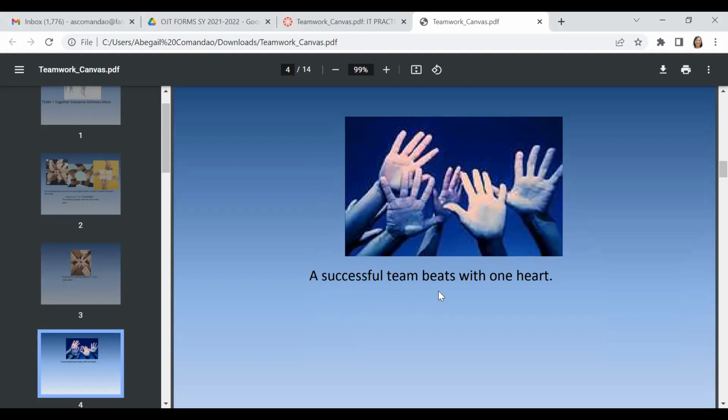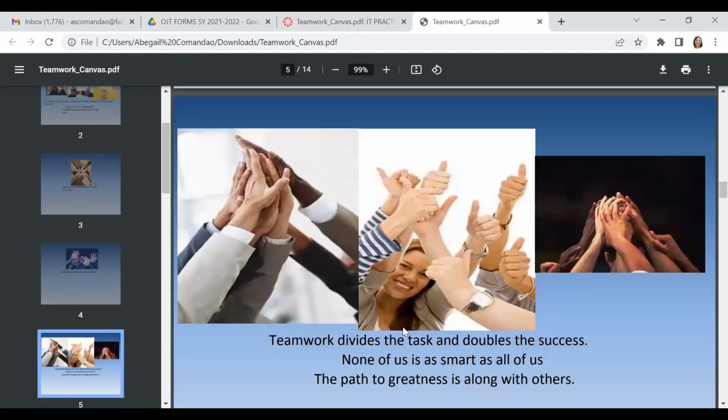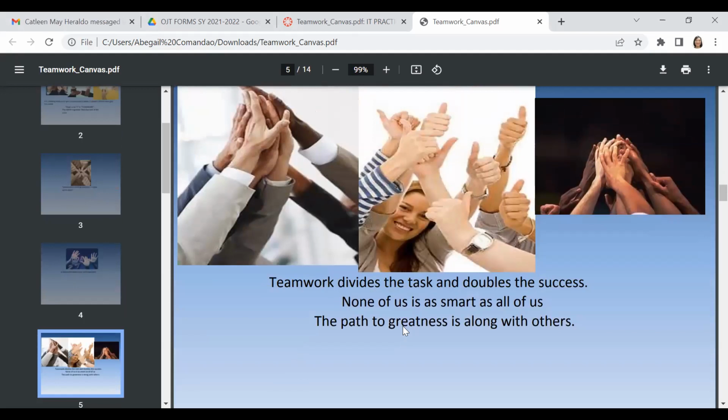And then a successful team beats with one heart. So we know our focus, we know our targets. So that's what it means. And teamwork divides the task and doubles the success, meaning the art of delegation.